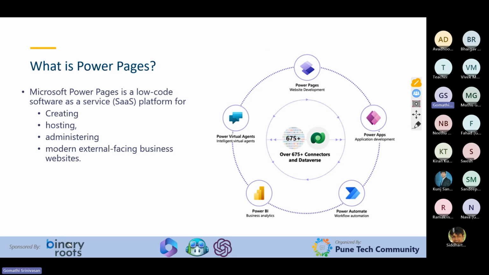So Power Pages is a low code software as a service platform, which is on the cloud. There is no specific software you have to download and use. This is the meaning of SaaS, software as a service, in the sense of how you access Gmail or Outlook. Likewise, you will be accessing Power Pages online, that is, through a web browser.